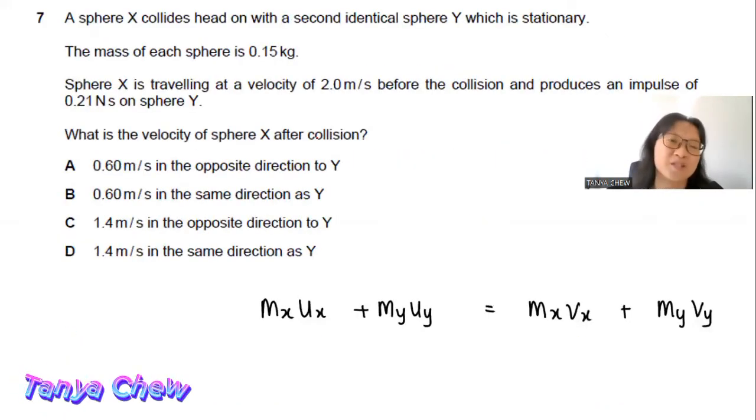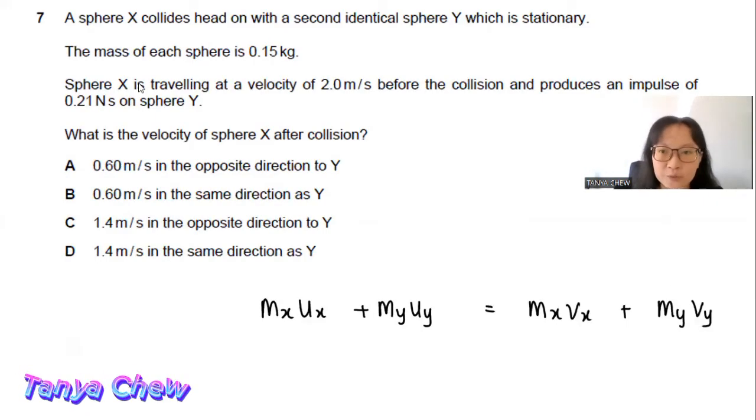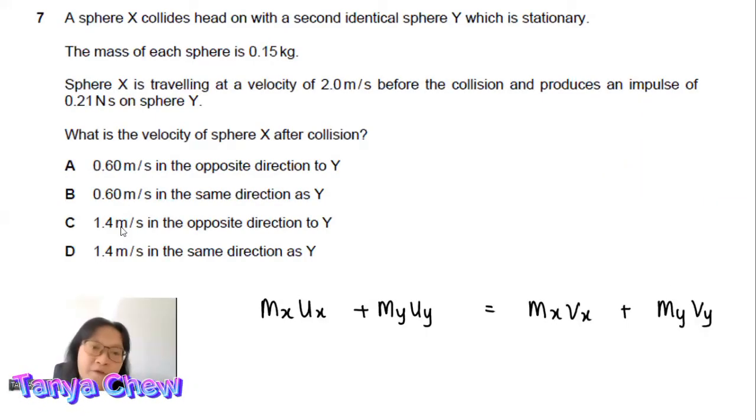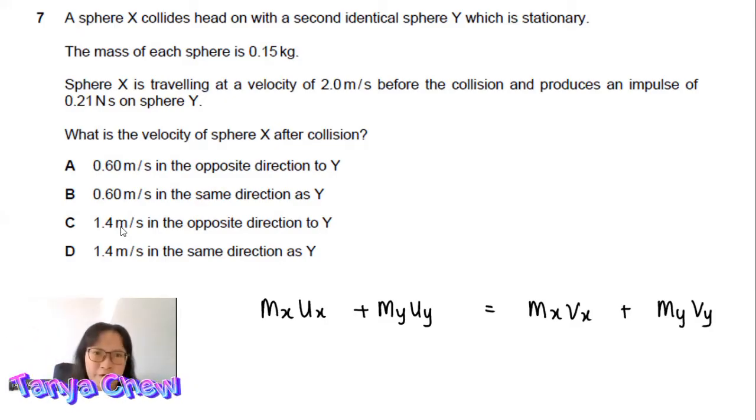Question number 7, a sphere X collides head-on with a second identical sphere Y, which is not moving, or stationary. The mass of each sphere is 0.15 kilogram. Sphere X is traveling at a velocity of 2 meters per second before the collision and produces an impulse of 0.21 Newton second on sphere Y. Now they're bringing so much information here. What is the velocity of sphere X after collision? If I were to read this kind of question, I would be very, very confused.